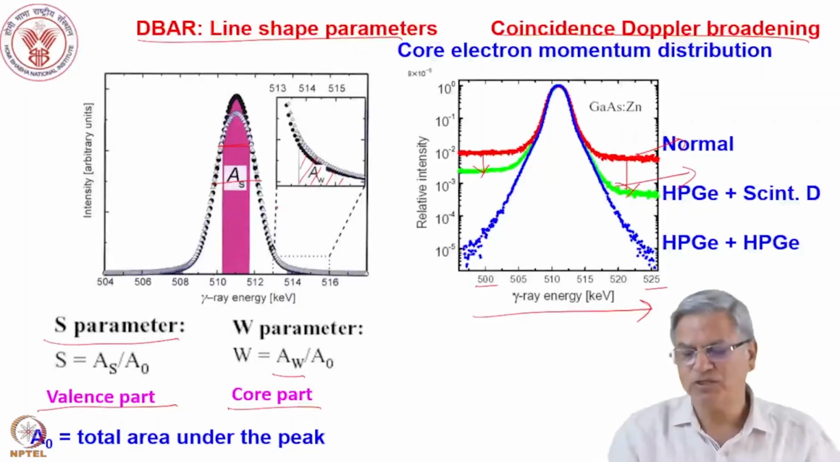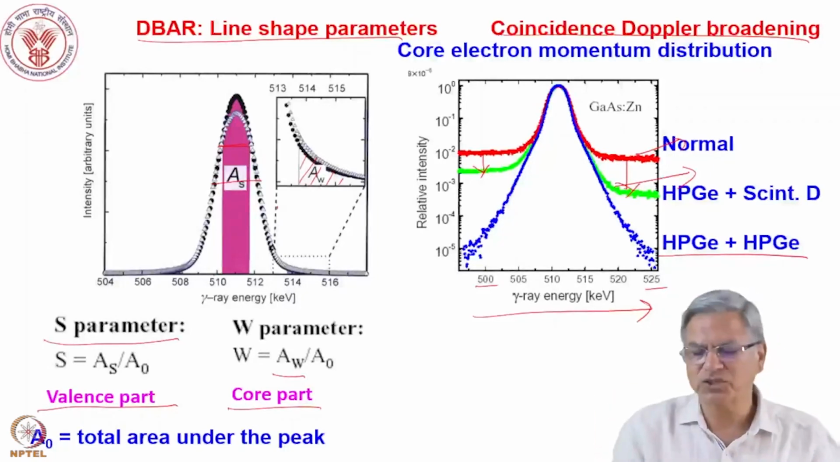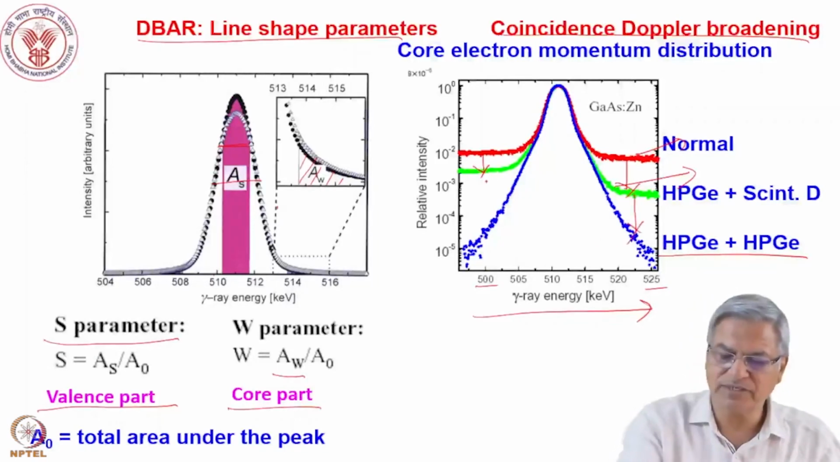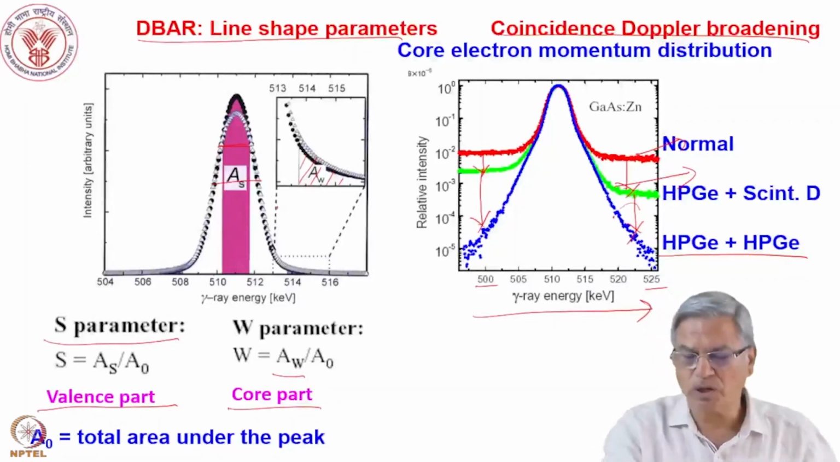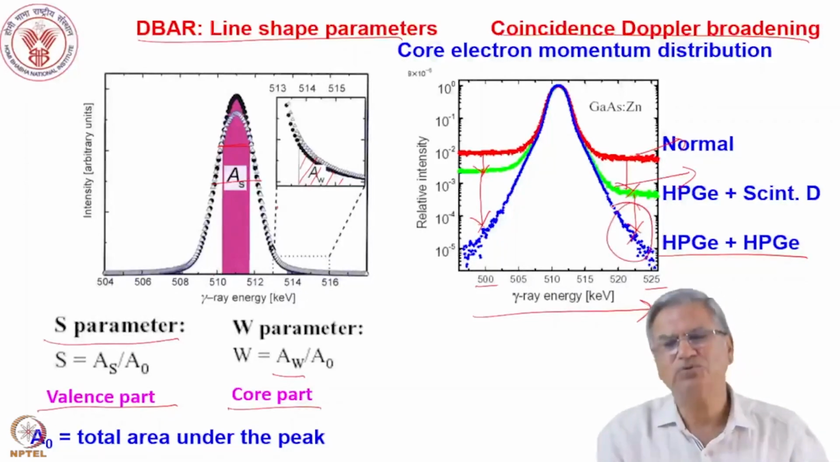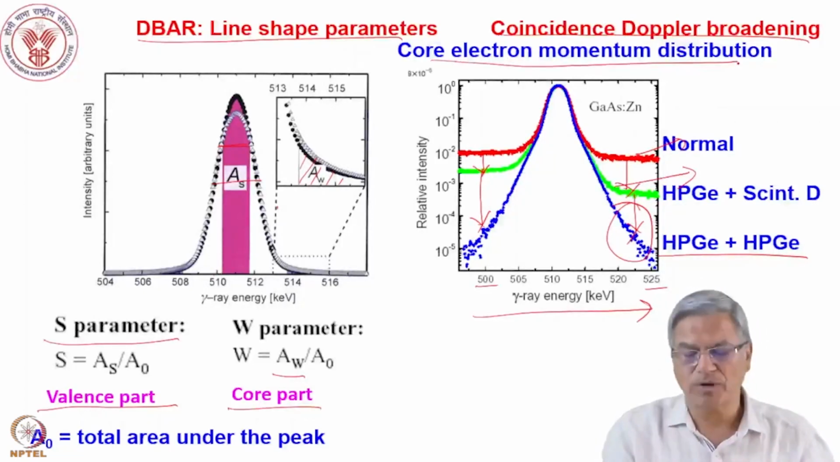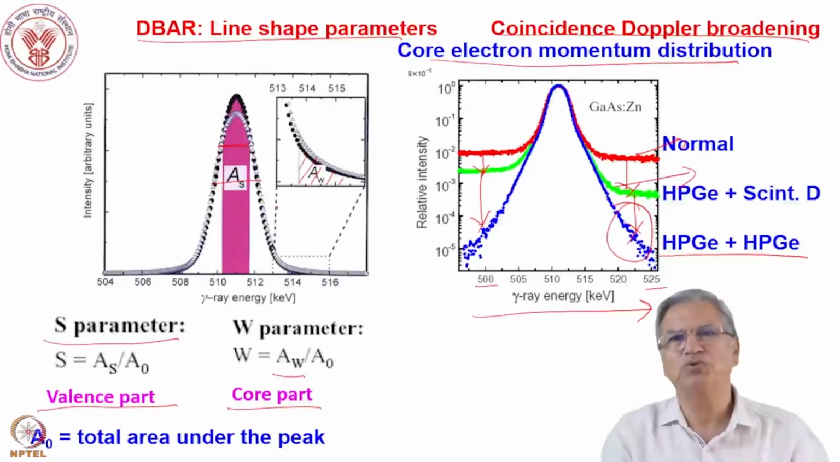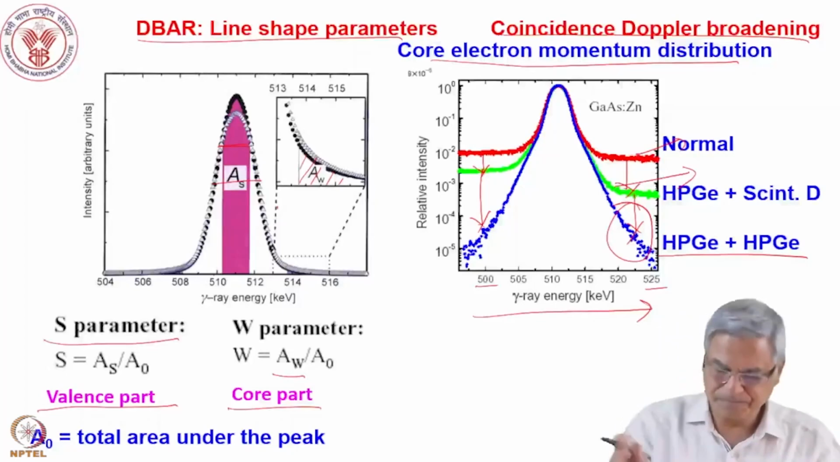And on top of that, if you have two HPGe detectors, and you gate this Doppler broadening spectrum with the 511 keV gamma in coincidence between the two HPGe detectors, then you can see there is a further significant reduction in the background, and you can study the core electron momenta. So you can achieve the core electron momentum distribution in the coincidence Doppler broadening. So normally a laboratory which is doing positron spectroscopy will have a coincidence Doppler broadening setup.